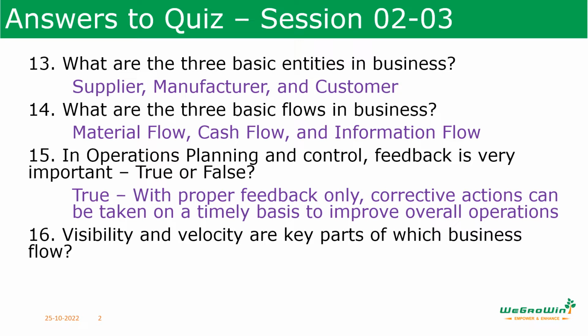Visibility and velocity, these are the two things we discussed. We asked, these two belong to which business flow? These two belong mainly to information flow. Visibility is the availability of information across the supply chain. Velocity is the speed at which it is available. Information should be available online. That is critical. So visibility and velocity are related to information flow. Velocity may be related to material also, with respect to lead time. But when you talk about visibility and velocity together, it means information flow.